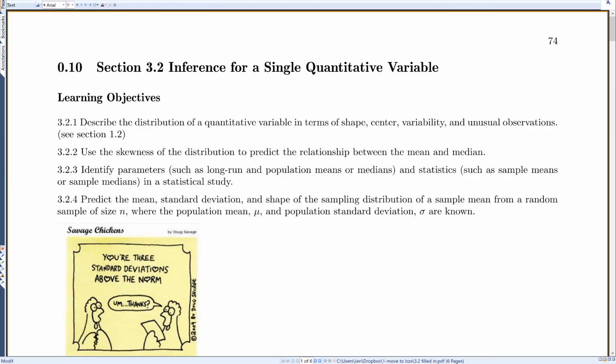This is section 3.2, inference for a single quantitative variable. So first, look at the learning objectives. You'll notice that it seems very similar to what we've been doing for proportions. Basically, everything we just learned about proportions and sampling distributions, we're now going to learn for sample means.